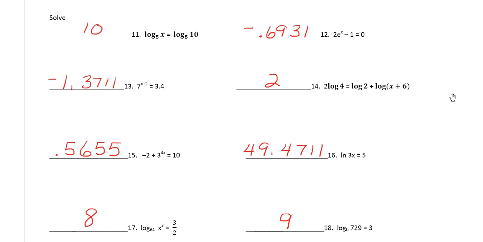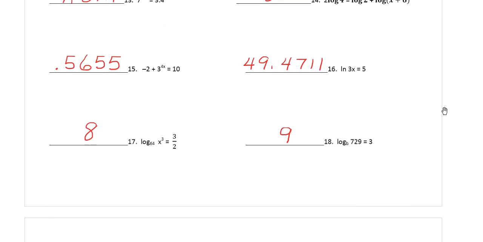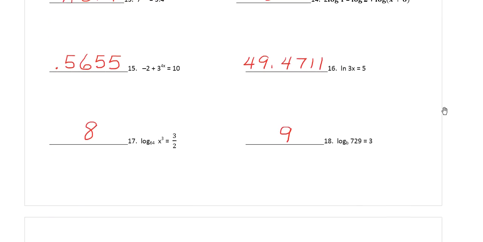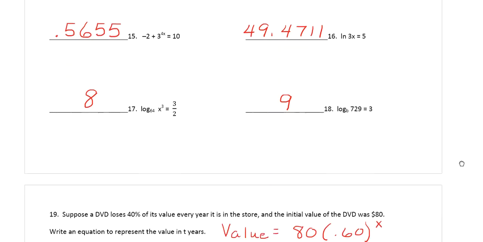14 is equality property. Combine those as a single log, that 2 times the quantity x plus 6, and then pull it out and solve. Okay, just correcting the rest of these.